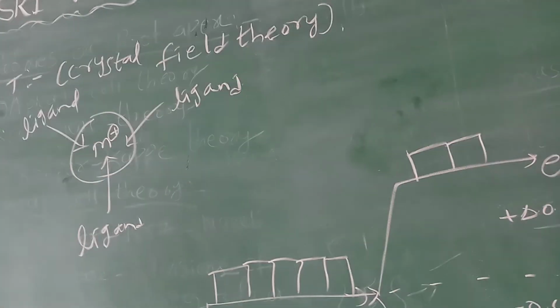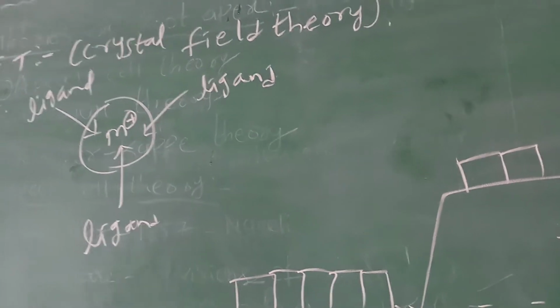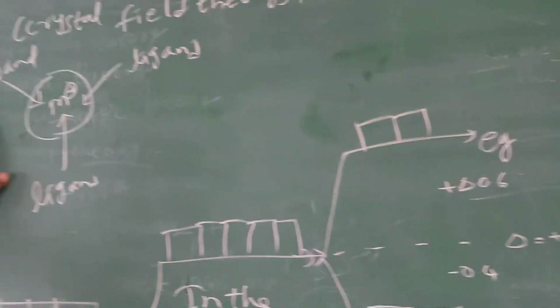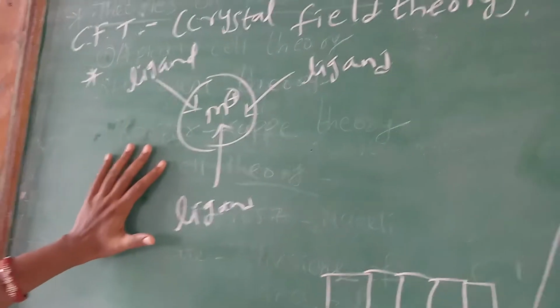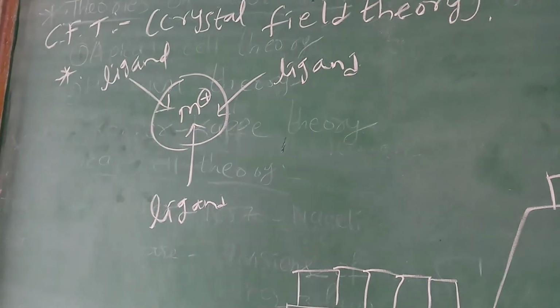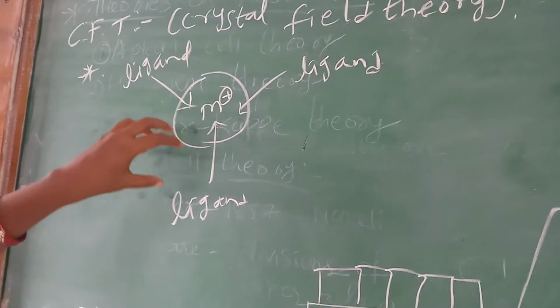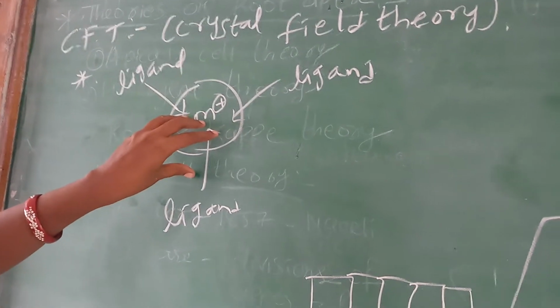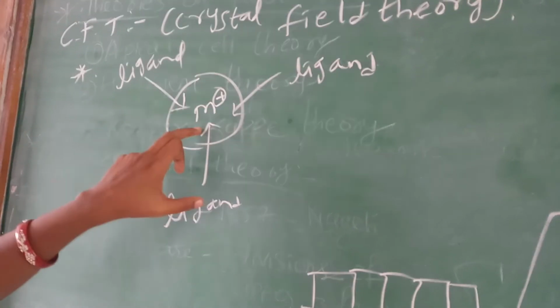Crystal field theory. According to crystal field theory, the important points are already completed. Now we are going to explain crystal field theory. The metal ion is placed in the ligand field. Now what happened here? The ligands are approaching the central metal ion.